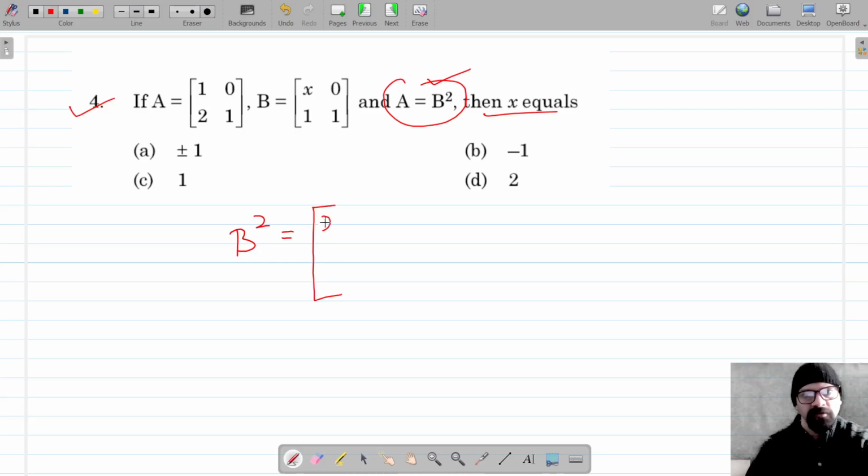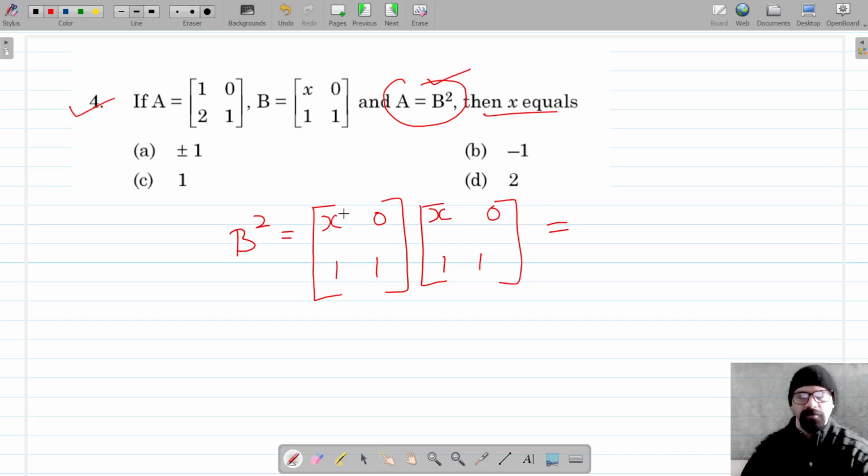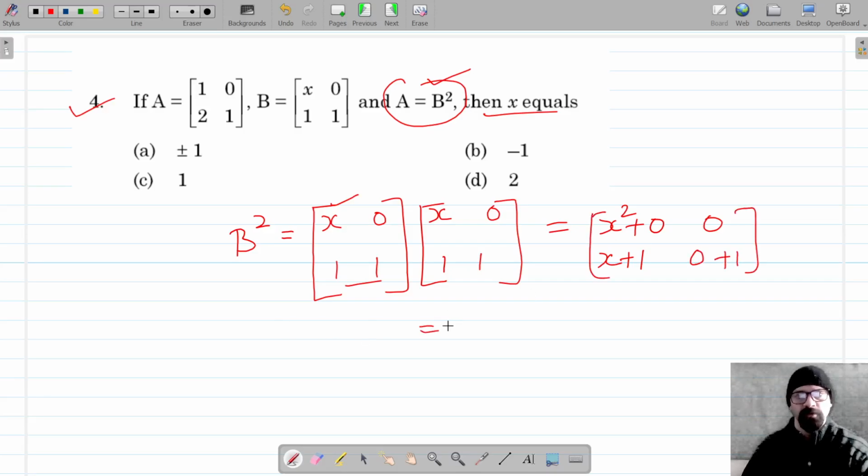So B matrix is x 0, 1, 1, and we have to multiply this with x 0, 1, 1. Now let's find out the product. So x into x is x squared, 0 into 1 is 0 plus 0. Now with the second column, 0, 1 into x is x, plus 1. And then 1 into 0 is 0 plus 1, which gives me B squared is x squared, x plus 1, 0, and 1.